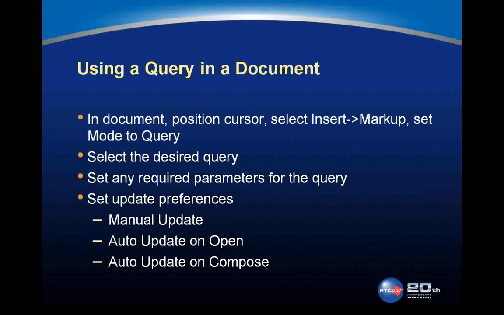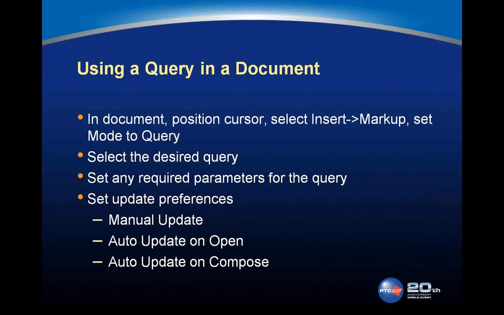And then you select the one you want, and if there are any parameters for that query, it will pop up a dialog and say, well, which department do you want, or whatever your parameters are. And then in most cases, you'll get back a sample that shows you what the query results look like. And you can set the update preferences. There are three independent options there.